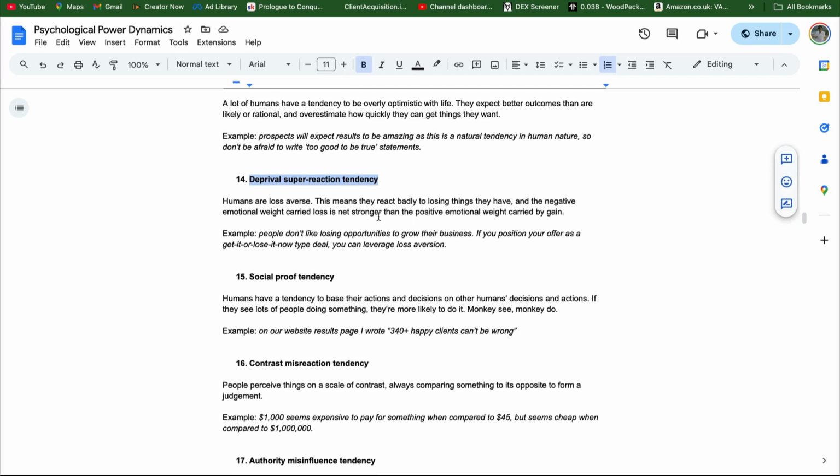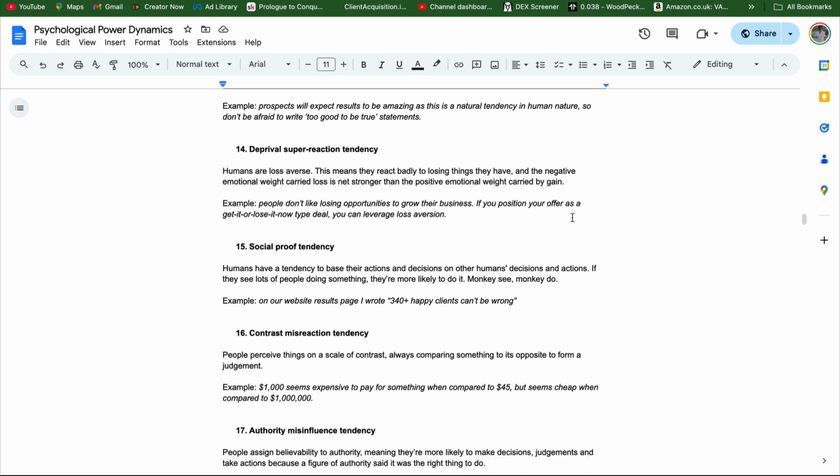Now, deprival superreaction tendency. Humans are loss averse. This means they react badly to losing things they have, and the negative emotional weight carried by loss is stronger than the positive emotional weight carried by gain. So people don't like losing opportunities to grow their business. And if you position your offer as a get it or lose it now type deal, then you can leverage loss aversion. Leveraging loss aversion is one of the biggest things I do in all my marketing.